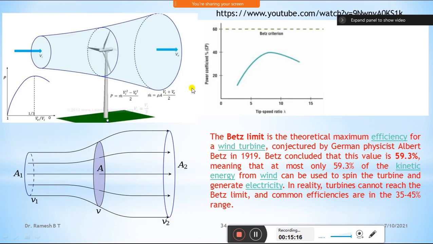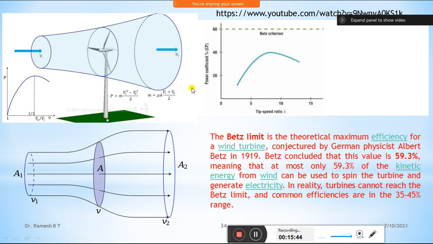Yes, next thing is Betz's limit. Okay, so the next important concept is there. Betz's limit. Betz was a German physicist. His name is Albert Betz, in 1919. Okay, so he concluded that whatever the efficiency of the windmill, the ultimate efficiency of the windmill is restricted, or limited, to 59.3 percent.